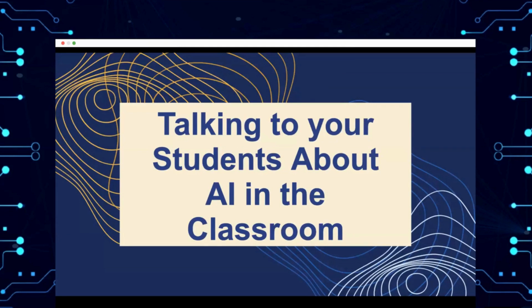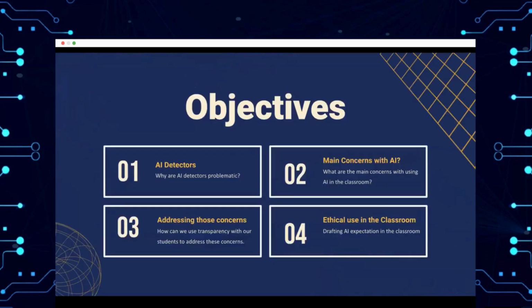Okay, talking to your students about AI in the classroom. The objectives of this section: we're gonna touch base on why AI detectors are problematic if you think of using those. So we just want you to be aware of some issues. We are gonna talk about the main concerns with using AI in the classroom. We are gonna be addressing some of those concerns and how you can use transparency with your students to address those issues. And we're going to talk about ethical use in the classroom and how you can draft AI expectations in the classroom.